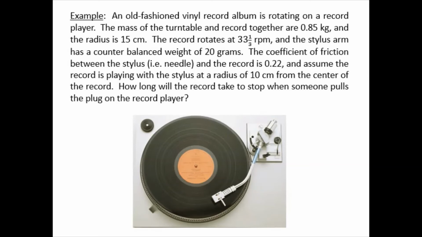And so it says the coefficient of friction between the stylus or the needle and the record is 0.22, and assume the record's playing with the stylus at a radius of 10 centimeters from the center. So this distance out to where the needle is about 10 centimeters. And they want to know how long the record will take to stop when someone pulls the plug on the record player. If all those initial conditions are true, and this thing's chugging along, and now somebody pulls the plug, how long will it take the friction to slow this record player down to a stop?